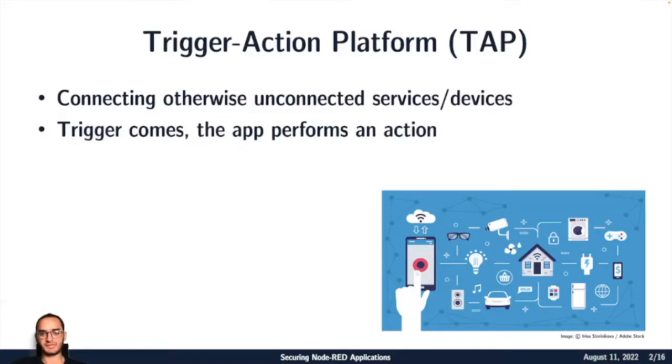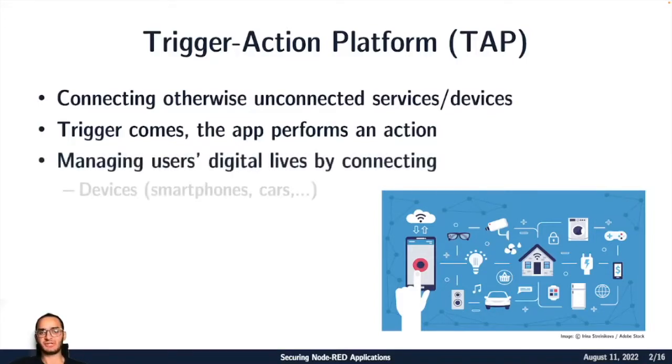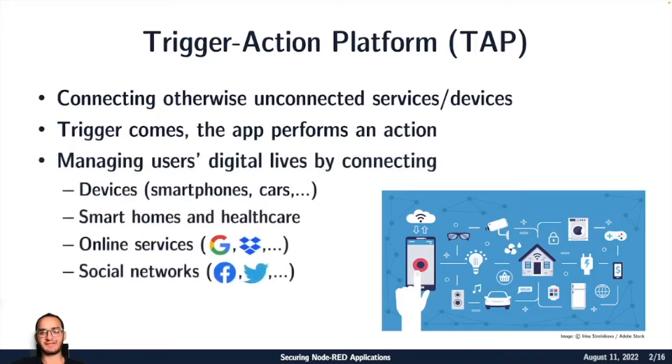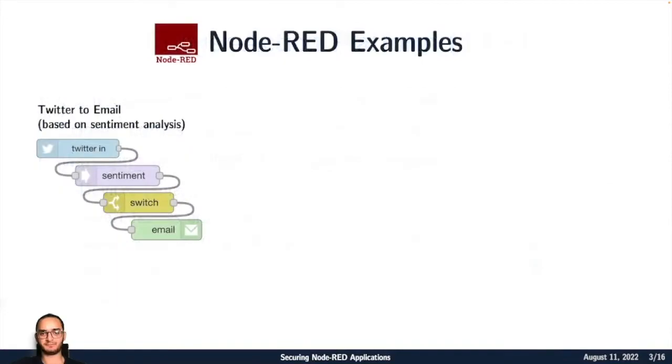These platforms and apps manage users' digital lives by connecting various devices such as smartphones and cars, smart homes, online services, and social networks. Node-RED is one of the popular trigger action platforms. Here are a couple of real-world Node-RED apps. An app or a flow consists of a set of nodes linked together.